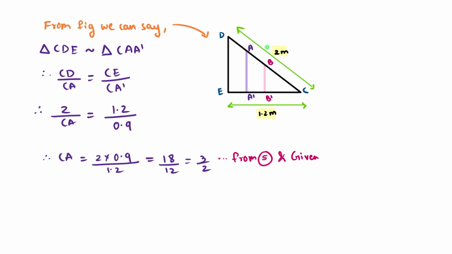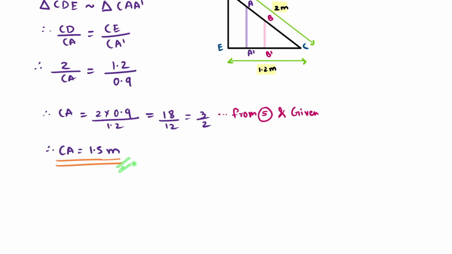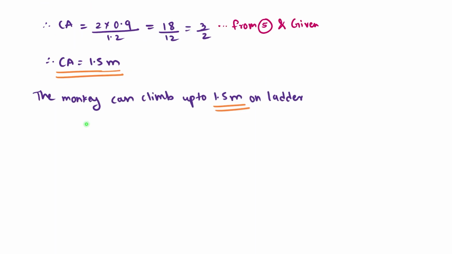So because of this, I can say that the ratios of their length must be equal. So if I were to calculate the ratio of CD is to CA, it must be equal to the ratio of CE is to CA dash. And the only unknown term over here is the CA, which is the distance which was traveled by the monkey. So if I were to substitute the values and solve the equation, I would get CA as 1.5 meters. So this is the actual distance which our monkey climbs along the ladder, that is 1.5 meters.